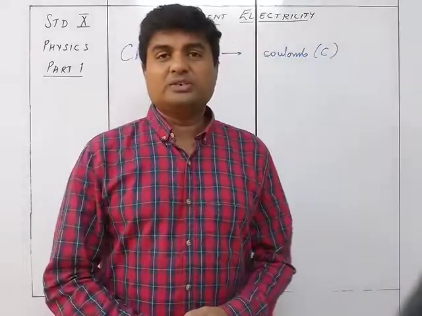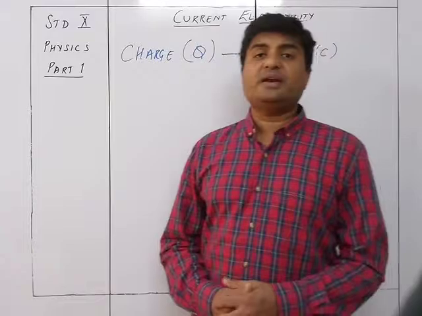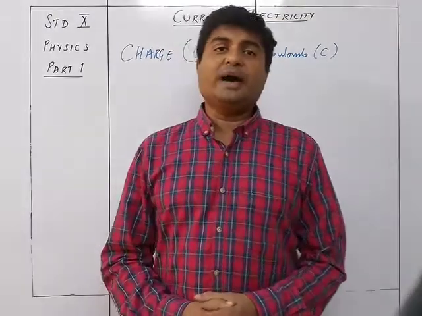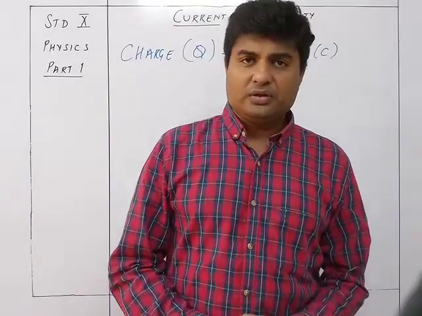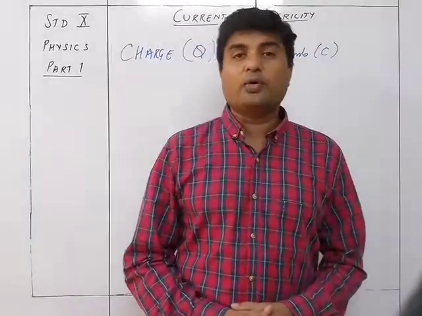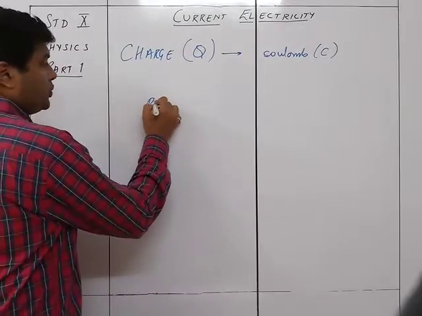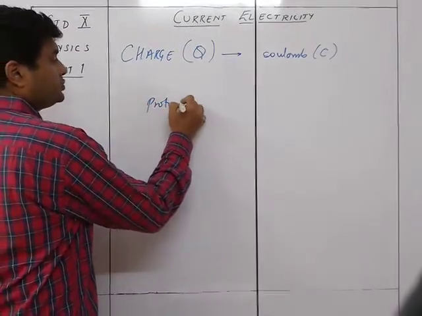charged, or the number of electrons in excess if the body is negatively charged. So the quantity of charge present on a body will depend upon that. See, we know that an atom is electrically neutral. That means the number of protons and the number of electrons present in an atom are going to be the same. Number of electrons will be equal to number of protons.